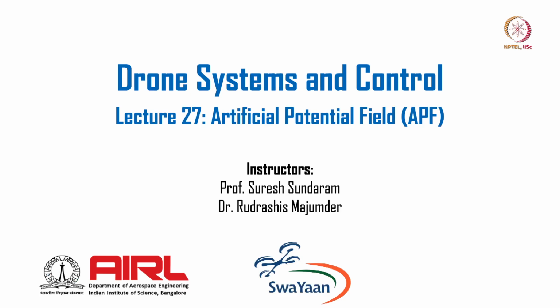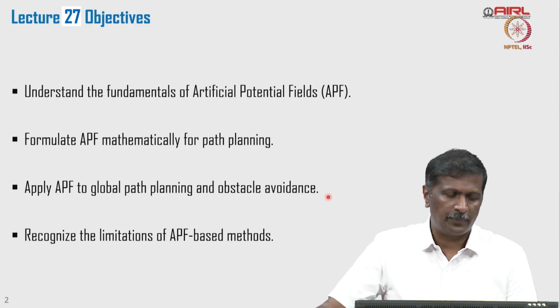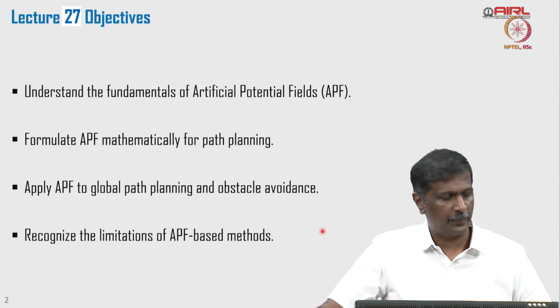Here we are going to take an example of one approach which can generate the local path such that I can avoid the conflict as reliably as possible. That's artificial potential field. What is the objective? We are going to understand the fundamentals of artificial potential field. We are going to formulate the artificial potential field mathematically for path planning. We are going to apply artificial potential field to global path planning and obstacle avoidance. We also recognize the limitations of artificial potential field based methods.